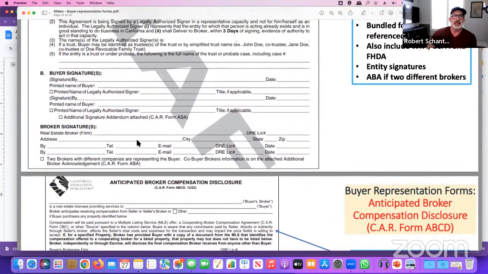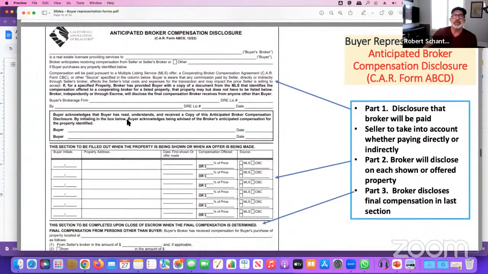And then the broker signature, that's where you sign at the bottom, and the address, the email, your license number. Okay, here are the forms that we talked about earlier, the ABCD. The top part is the disclosure. Part 1 is the disclosure that broker will be paid.